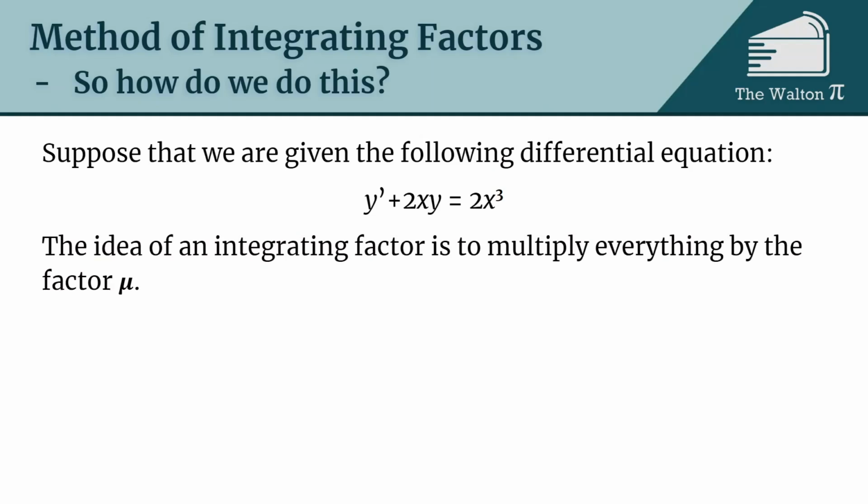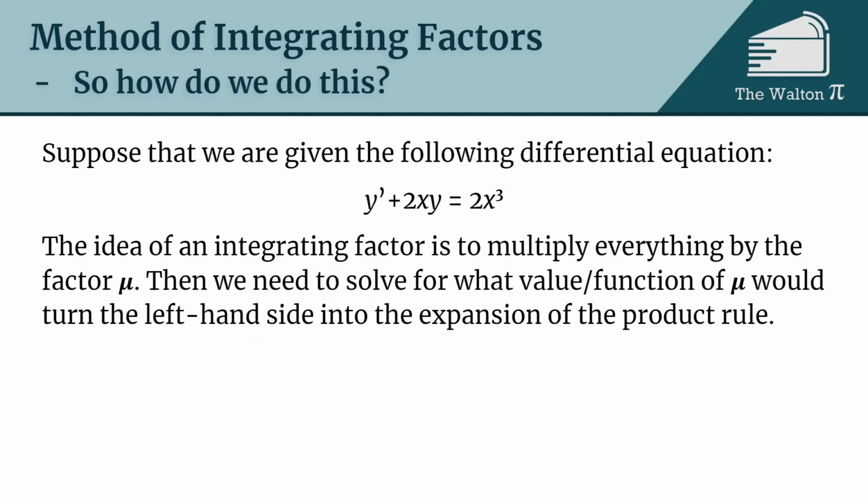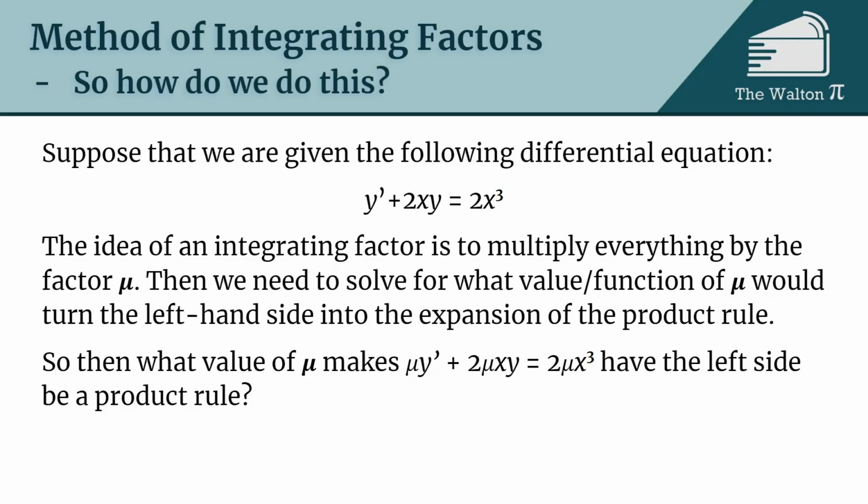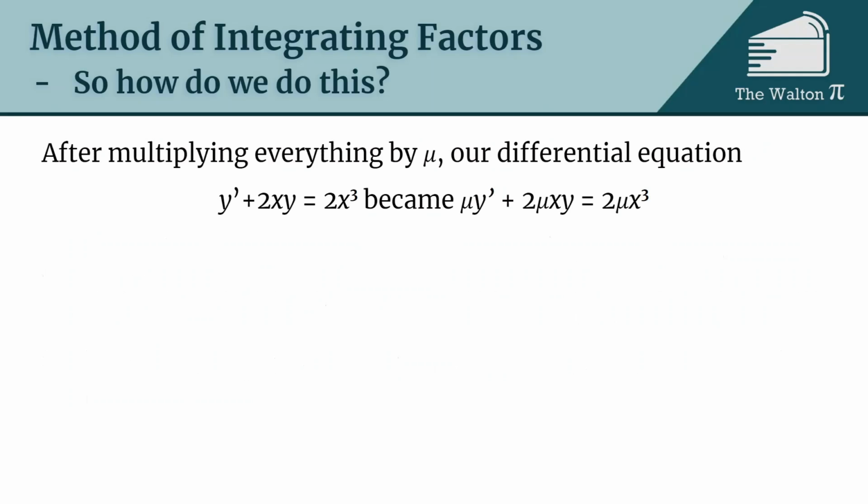The idea of an integrating factor is we are going to multiply everything by some integrating factor mu. Once we've done that, we're then going to solve for what value or function of mu is going to turn the left-hand side into an expansion of the product rule. So, what value of mu makes mu times y prime plus 2 mu xy equal 2 mu x cubed have the left side be a product rule.